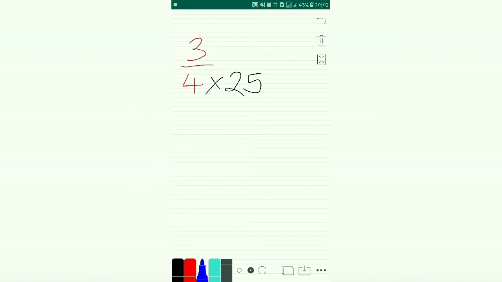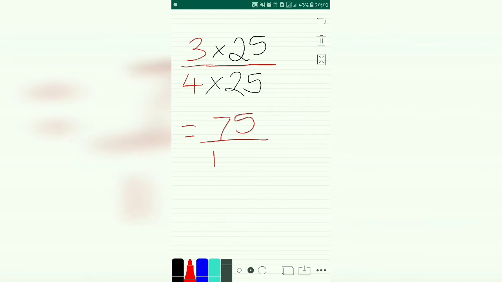So we all know that the same thing has to be done with the numerator that is done with the denominator. So what I do is multiply 3 by 25. So I'll get 75 upon 100. This can be written as 75%.